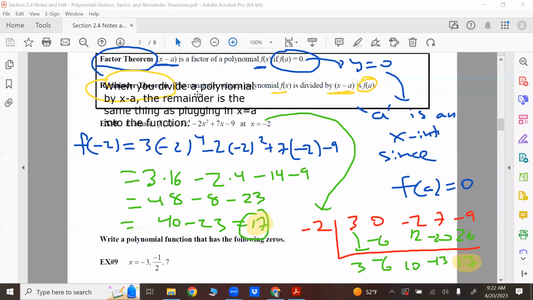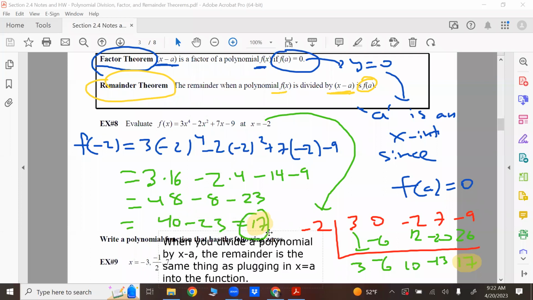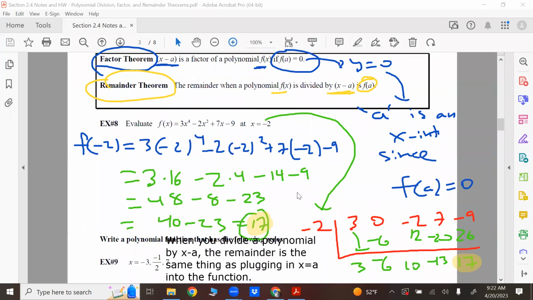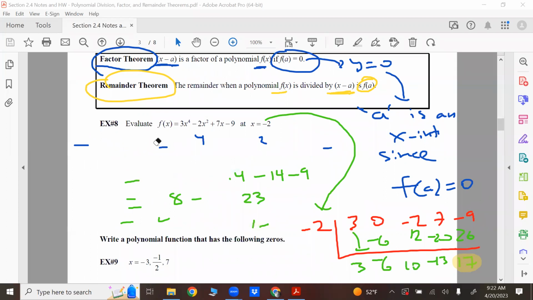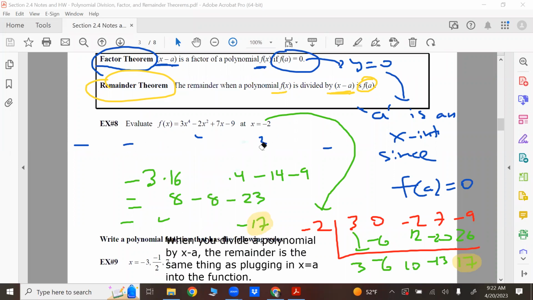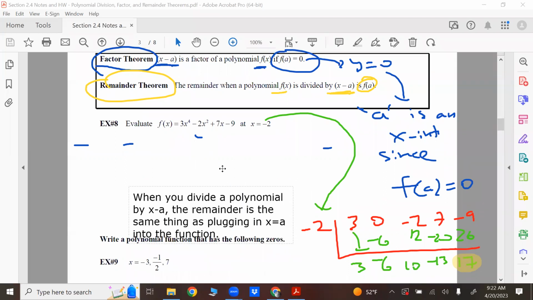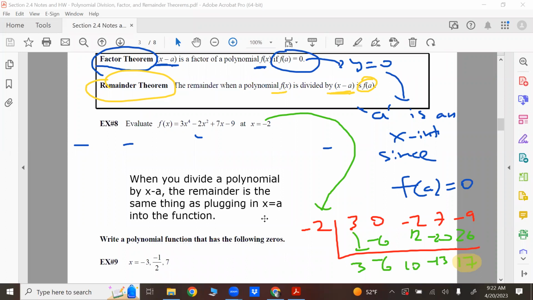Hold on. There we go. So when you, gosh, that's hard to read. Let me erase. That's awesome. Here we go. Same exact thing.